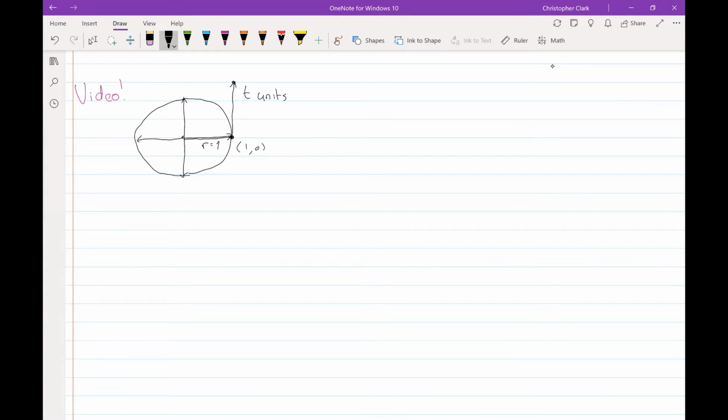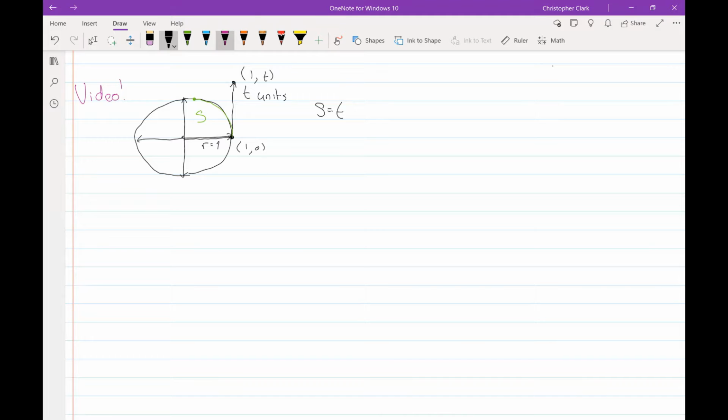Now, of course, if you wanted to, you could write this point as (1, t), right? Because you're still only 1 unit away from the center in the x direction, but then you've moved t units up. Now we're going to take this, and we're going to lay this across the edge of the circle. What that means practically is that we're going to end up with an arc length s such that s is equal to t.